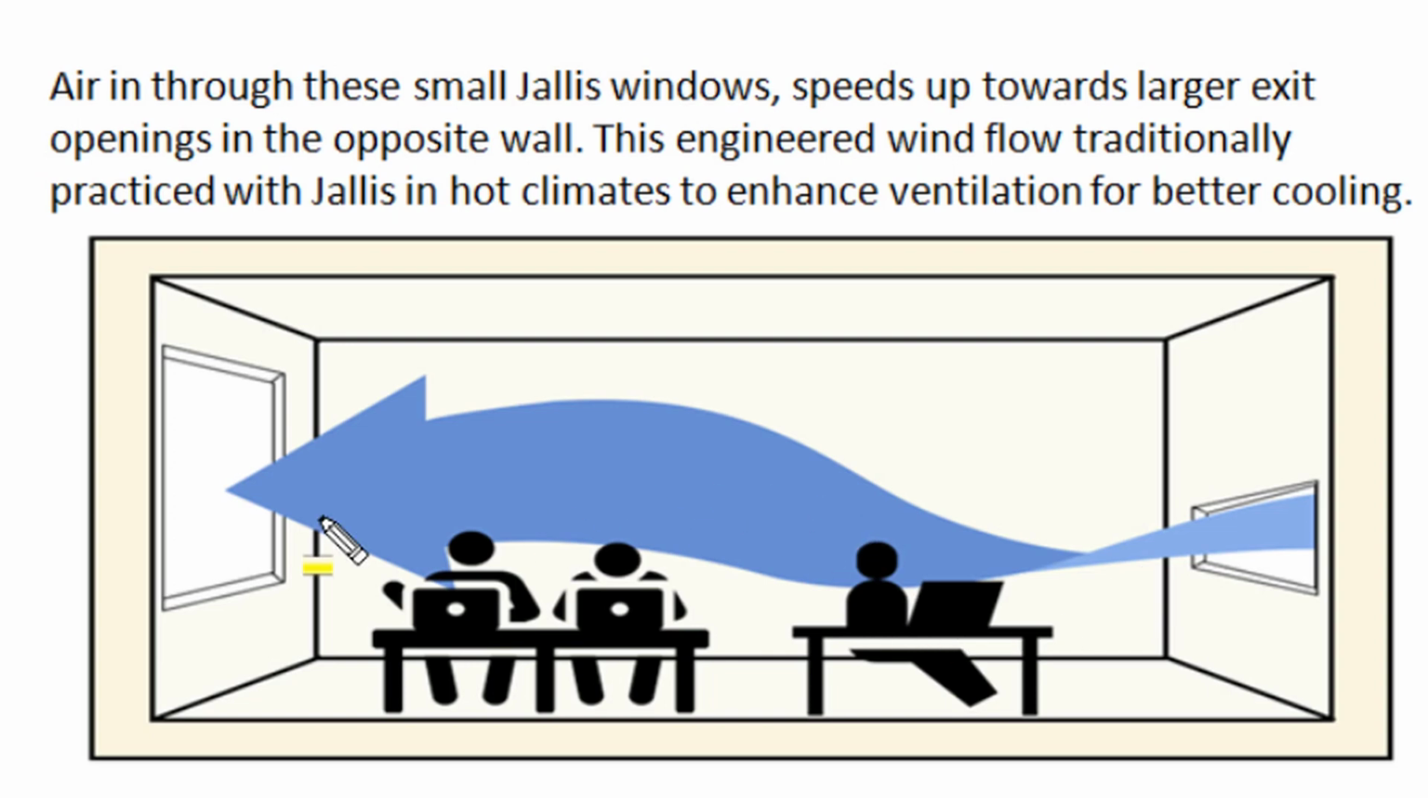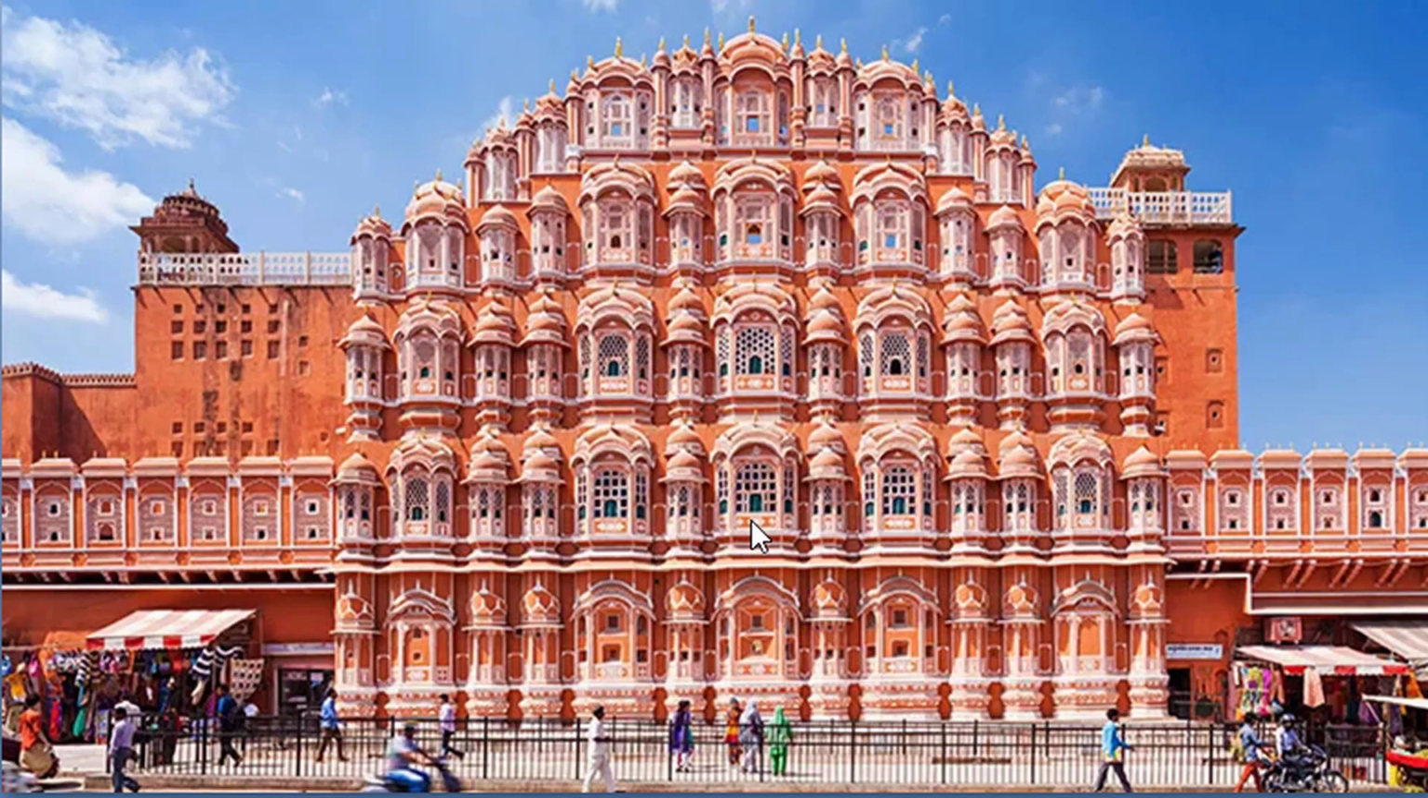For speed up of air circulation or air flow, the windward opening should have a smaller cross section, and leeward exit opening should have a higher cross section in opposite wall, and this smaller in and larger exit enhance air movement in indoor conditions, and this engineered wind flow traditionally practiced with jalis in hot climates to enhance ventilation for better cooling, as it is utilized in famous Hawa Mahal of Pink City, Jaipur, where small opening and jharokas for air intake got opposite face large opening, and this enhance air movement behind this fenestration in indoor conditions.